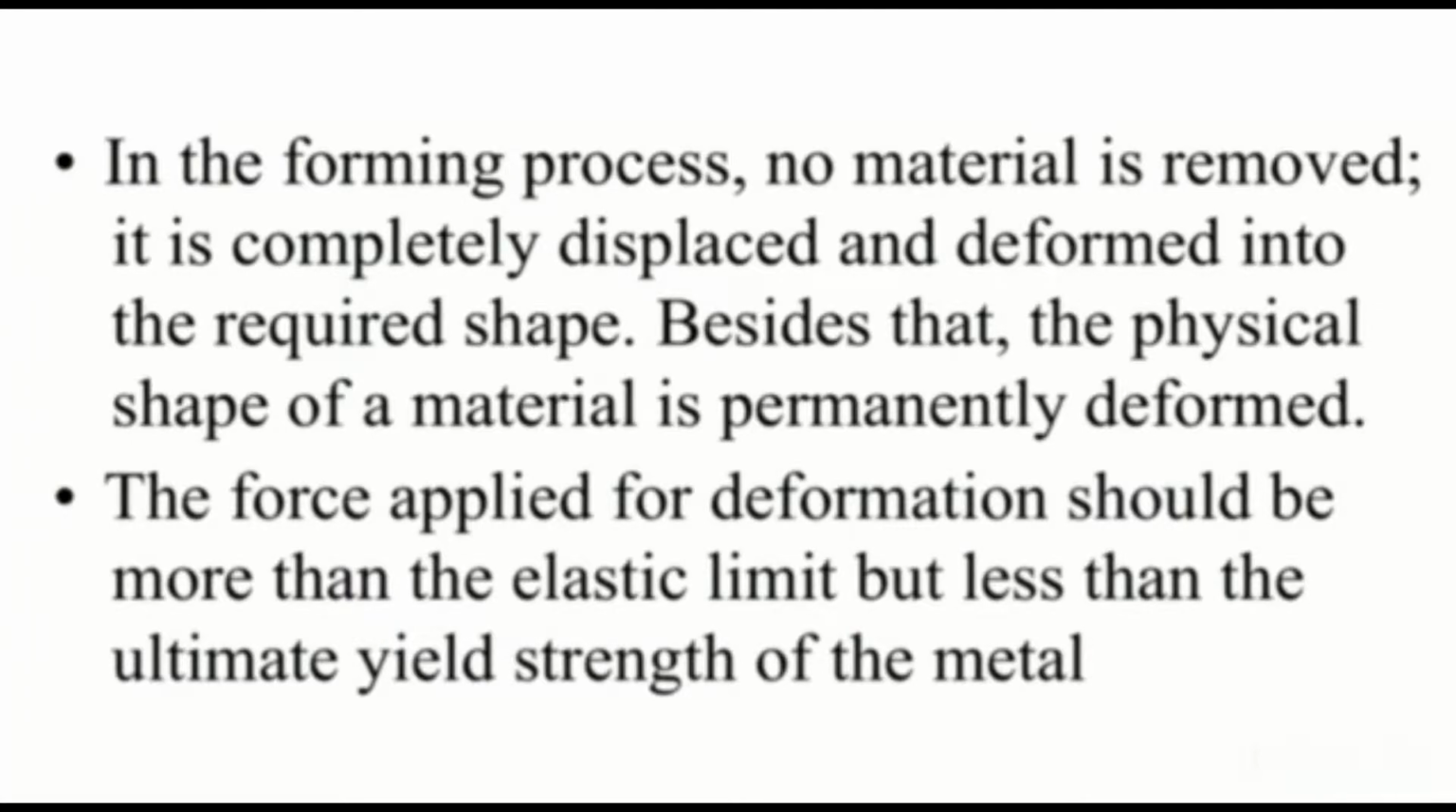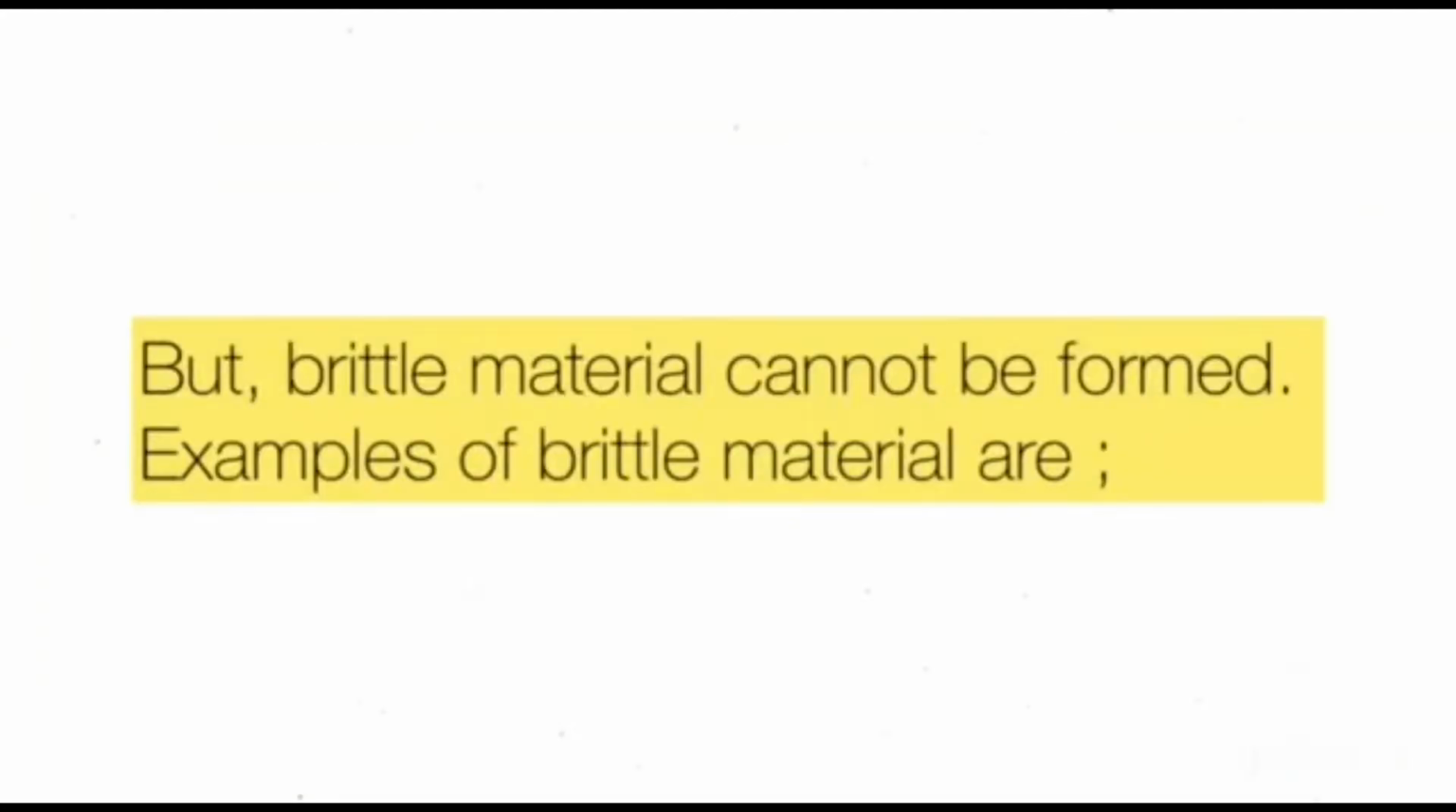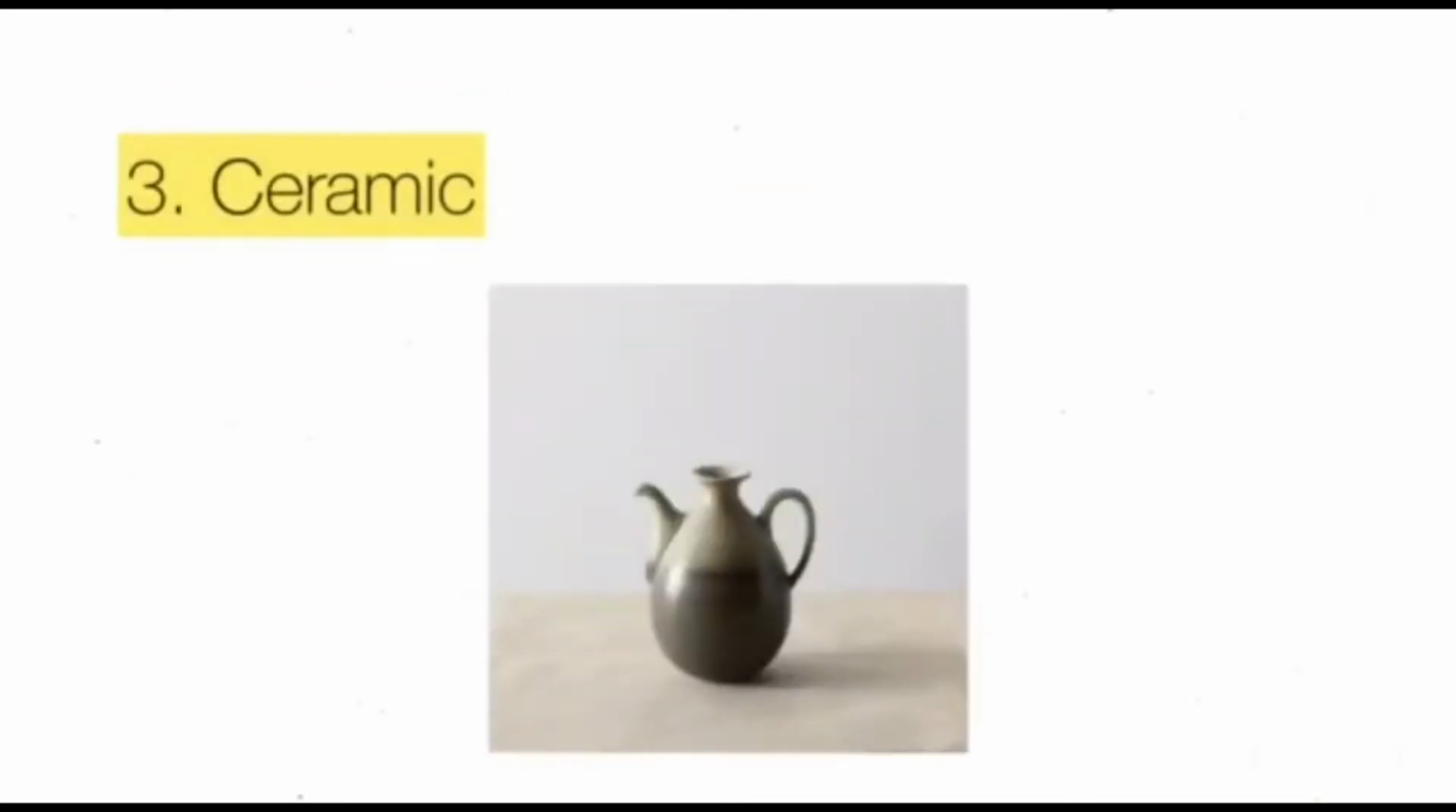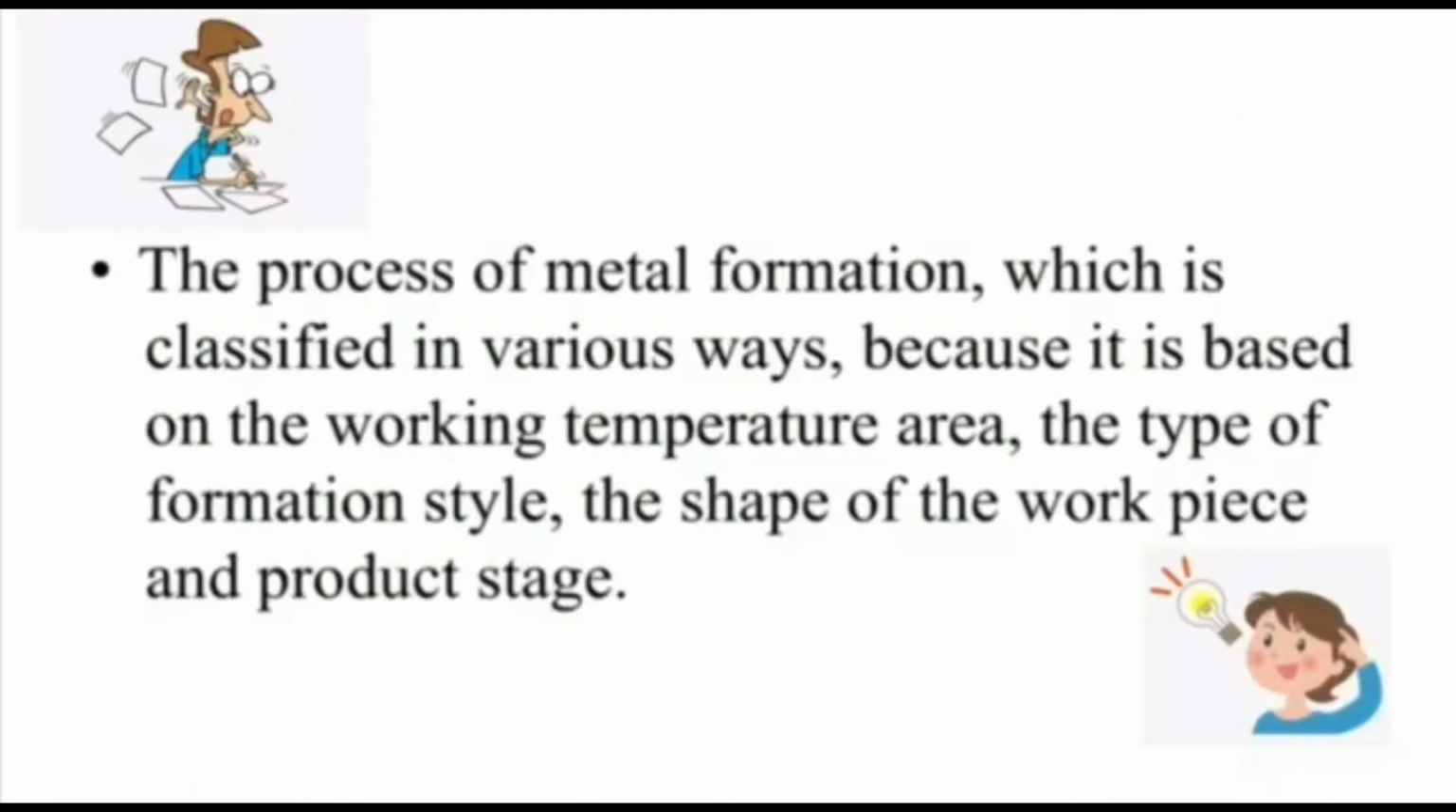The force applied for deformation should be more than the elastic limit, but less than the ultimate yield strength of the metal. But brittle material cannot be formed. Examples of brittle material are bone, cast iron, ceramic and concrete. The process of metal forming is classified in various ways based on the working temperature range, the type of formation style, the shape of the workpiece and the product stage.